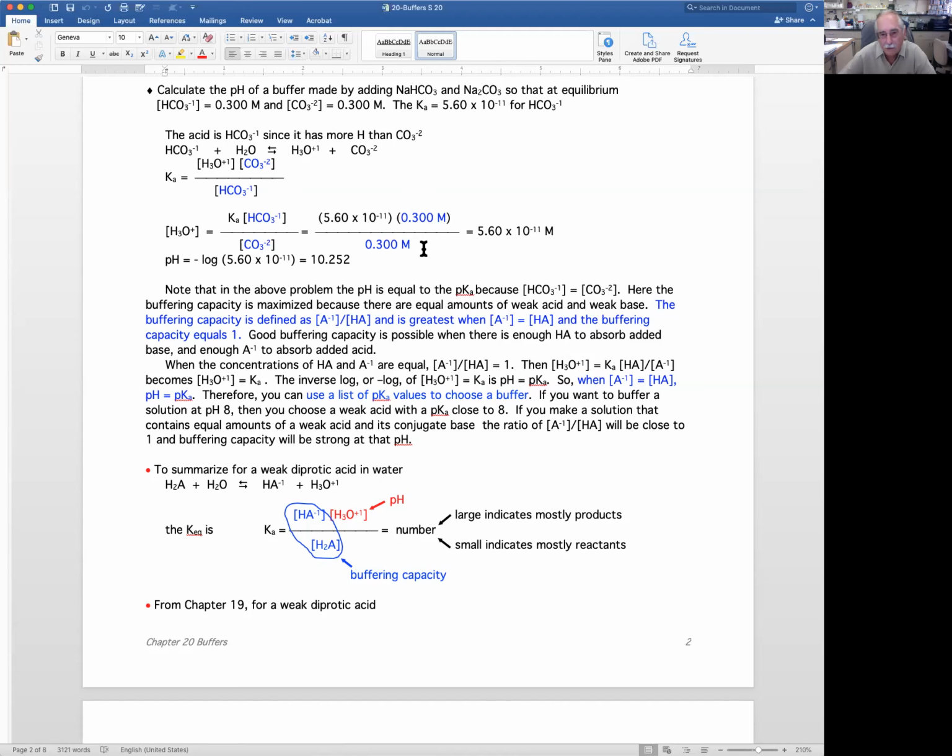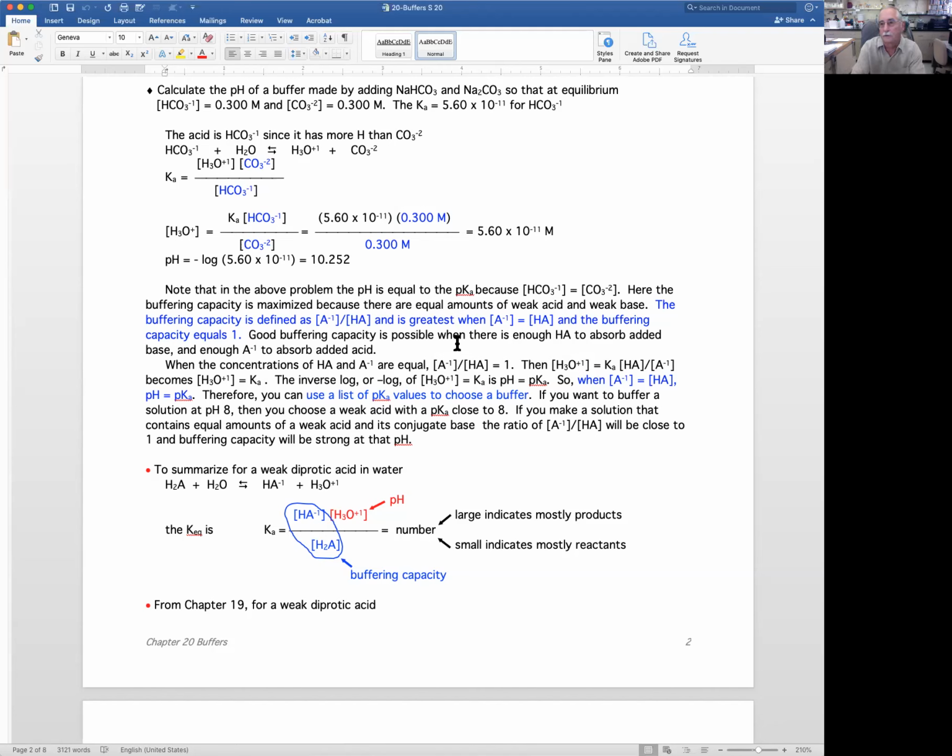But mathematically, look what happens when these are the same. That becomes 1. Now the hydronium ion concentration is equal to, oh my God, the Ka. And if I were to take the negative log of this and the negative log of that, what do I get? I get the pKa. So now the pH is going to be equal to the pKa.